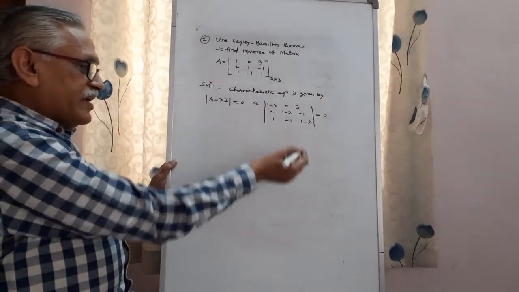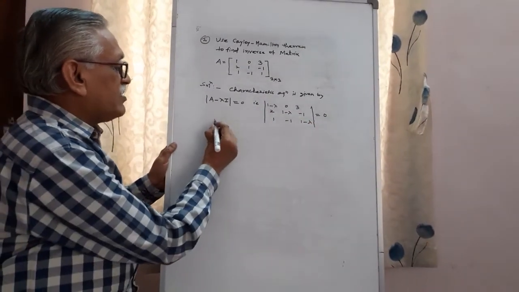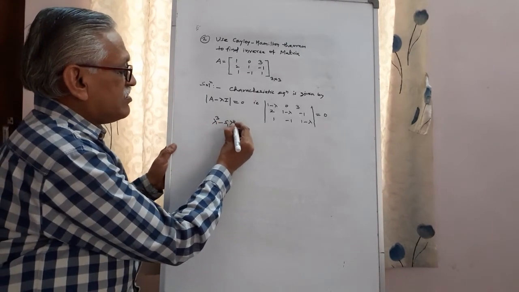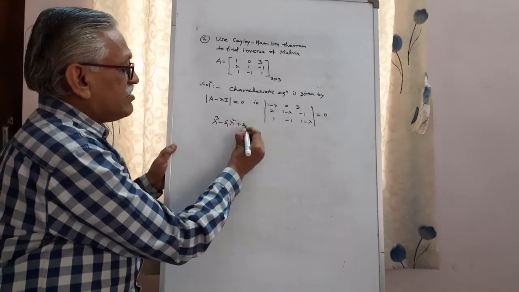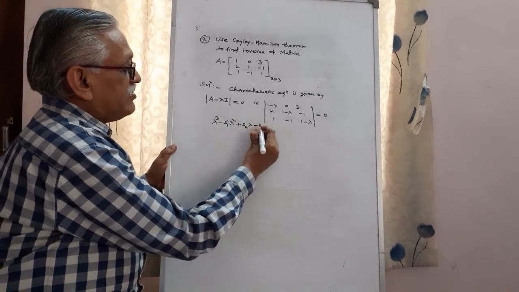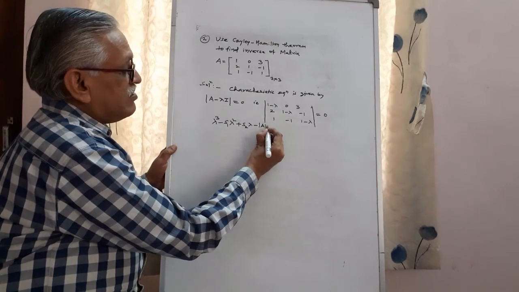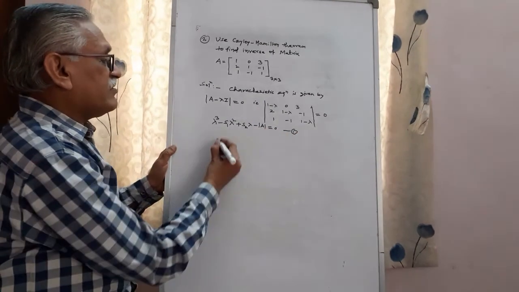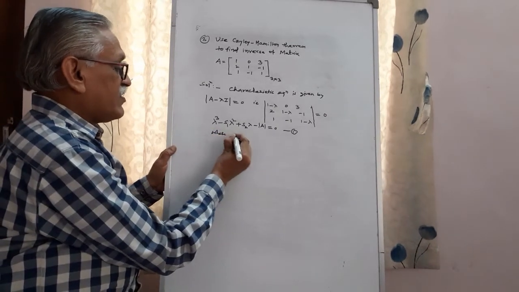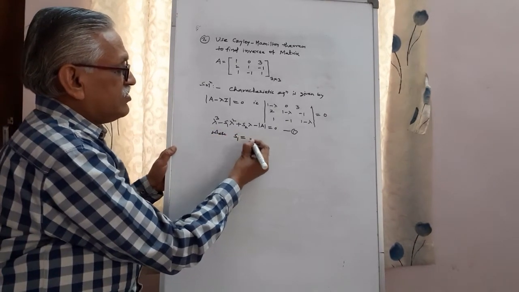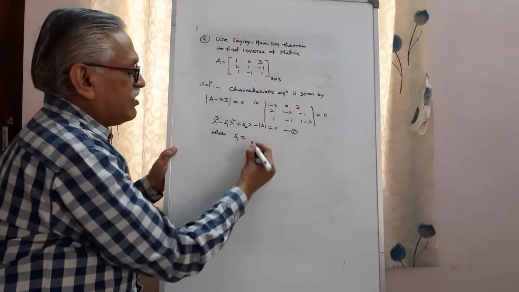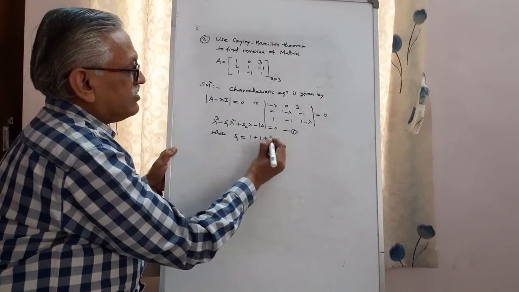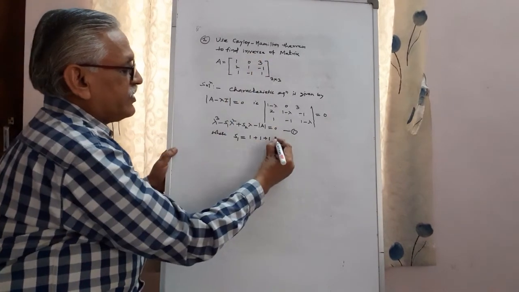Then obtaining its value by that formula, this is nothing but lambda cube minus S1 lambda square plus S2 lambda minus determinant of A equals 0, where S1 is the sum of the principal diagonal elements. The first one is 1, the second is 1, the third is also 1. This 1 plus 1 plus 1, we get 3.